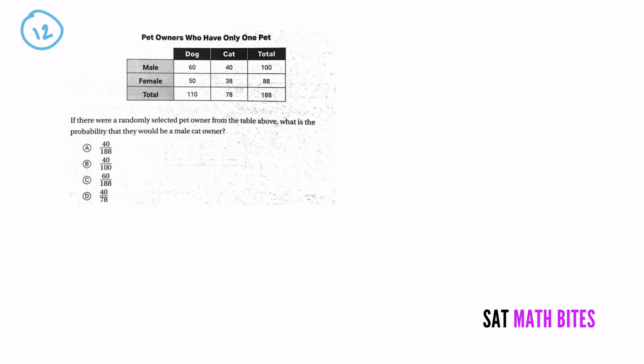Number 12 is a pretty straightforward probability question. We want to find the probability that we have a male cat owner. So if you look at the table, we can see that there is a total of 188, and there are 40 male cat owners. So that probability is simply 40 over 188. Since the answer choice is already there, there's no need to reduce the fraction, no need to turn it into a percentage. The answer here would be A.